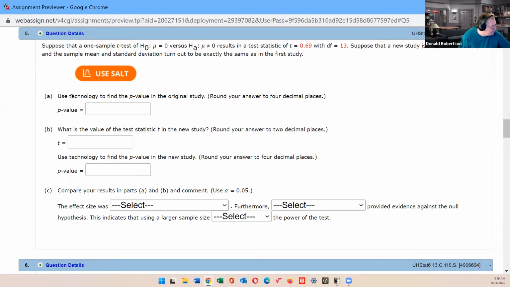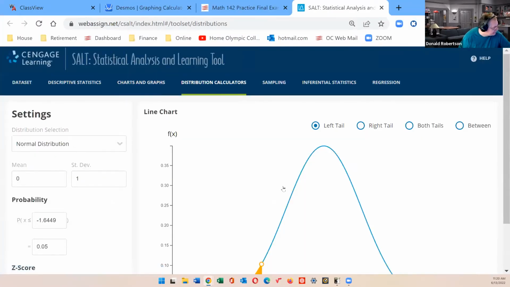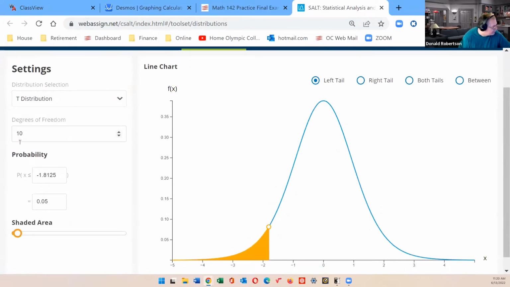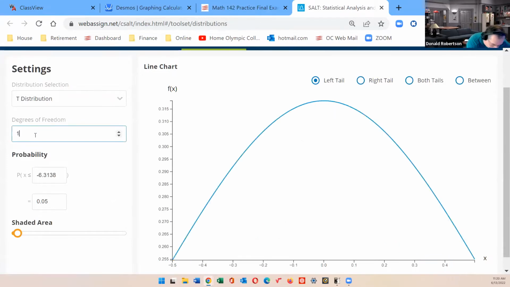Now, it says here, use technology to find the p-value in the original study. So the original study was this one, and a not equals to. So I'm going to write that down. I know t is 0.69. And I know the degrees of freedom were 13. And I know that it's a not equal to story. Okay, so I'm now going to hit use SALT. And I'm going to go here and make it a t distribution. I'm going to put in the degrees of freedom, which they said was 13.